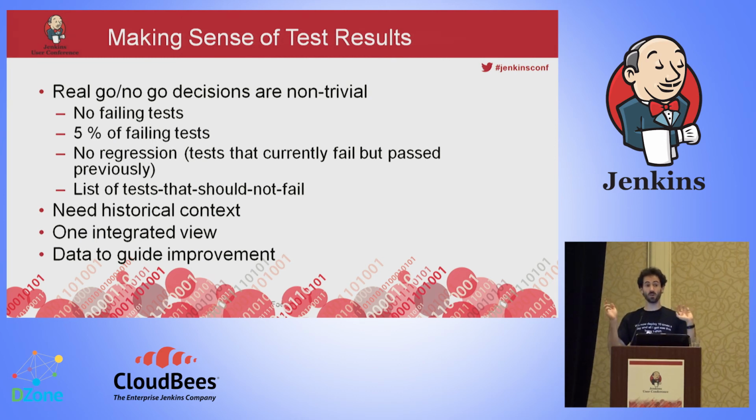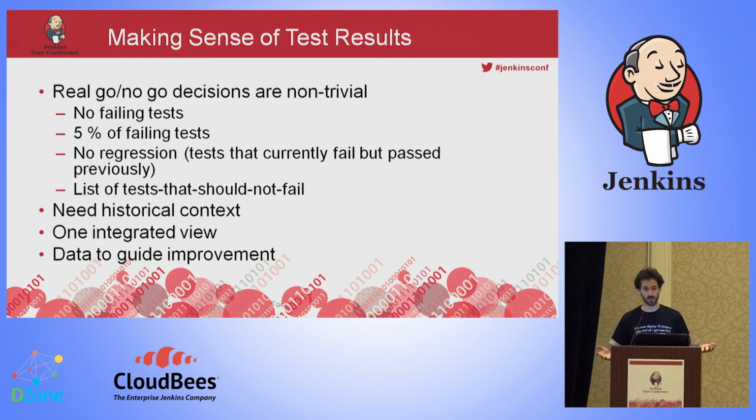It's not like, oh, no tests are failing, or very, very seldom. It's like, oh, we're okay with 5% failing tests. Or it's, well, we just don't want it to get significantly worse. Or we want everything to succeed except this list of tests over here that we've already accepted are going to fail. And that requires historical context, right? You can't answer some of these questions without knowing how the same overall suite of tests ran the previous time.